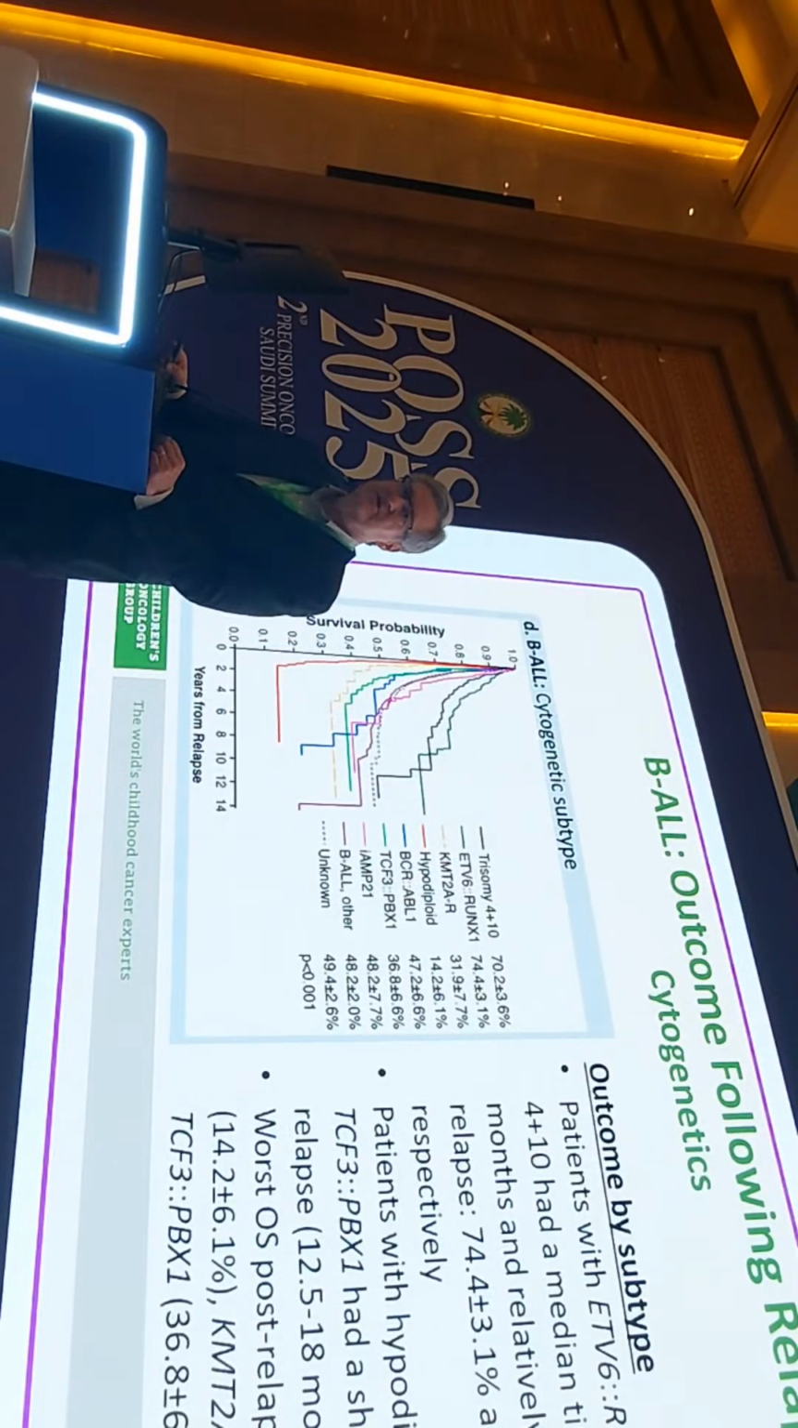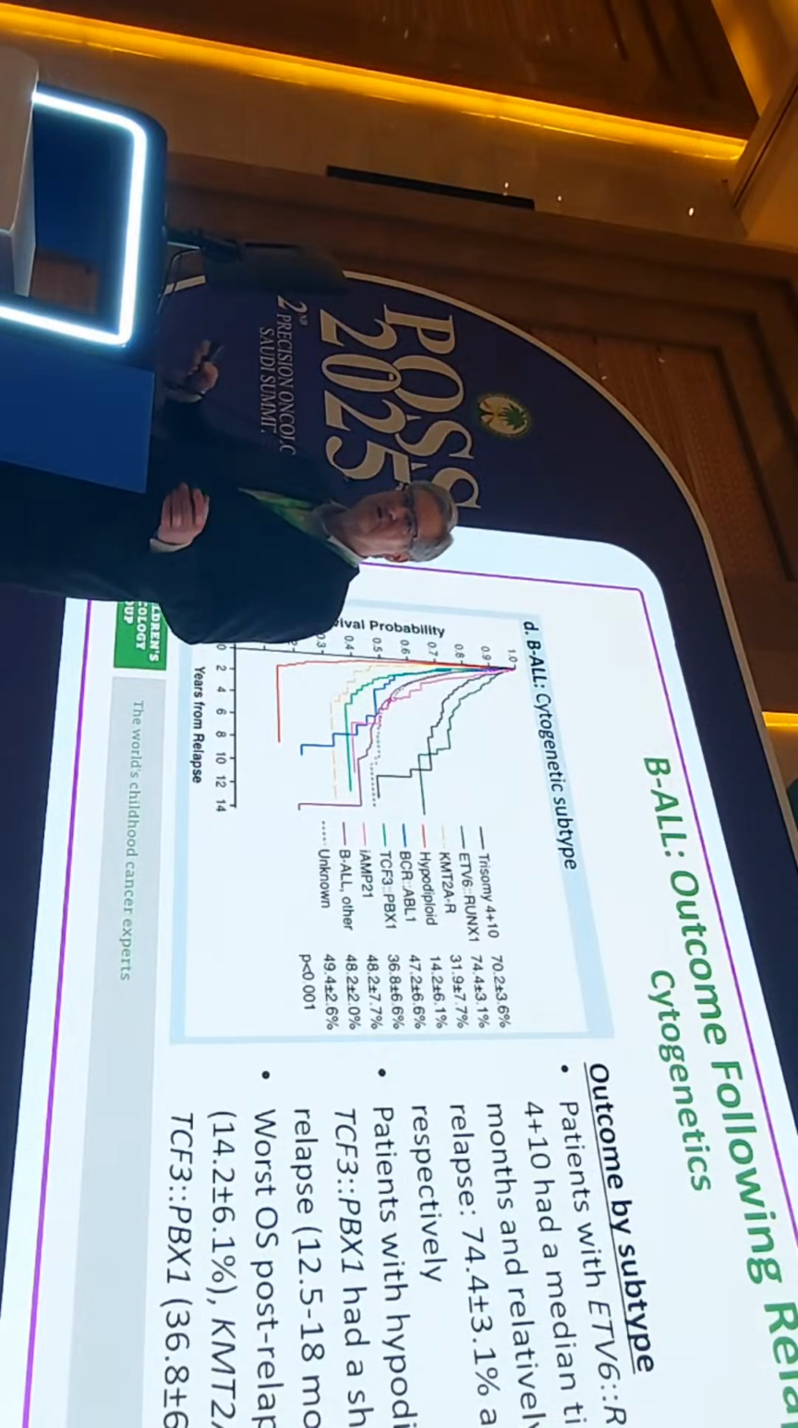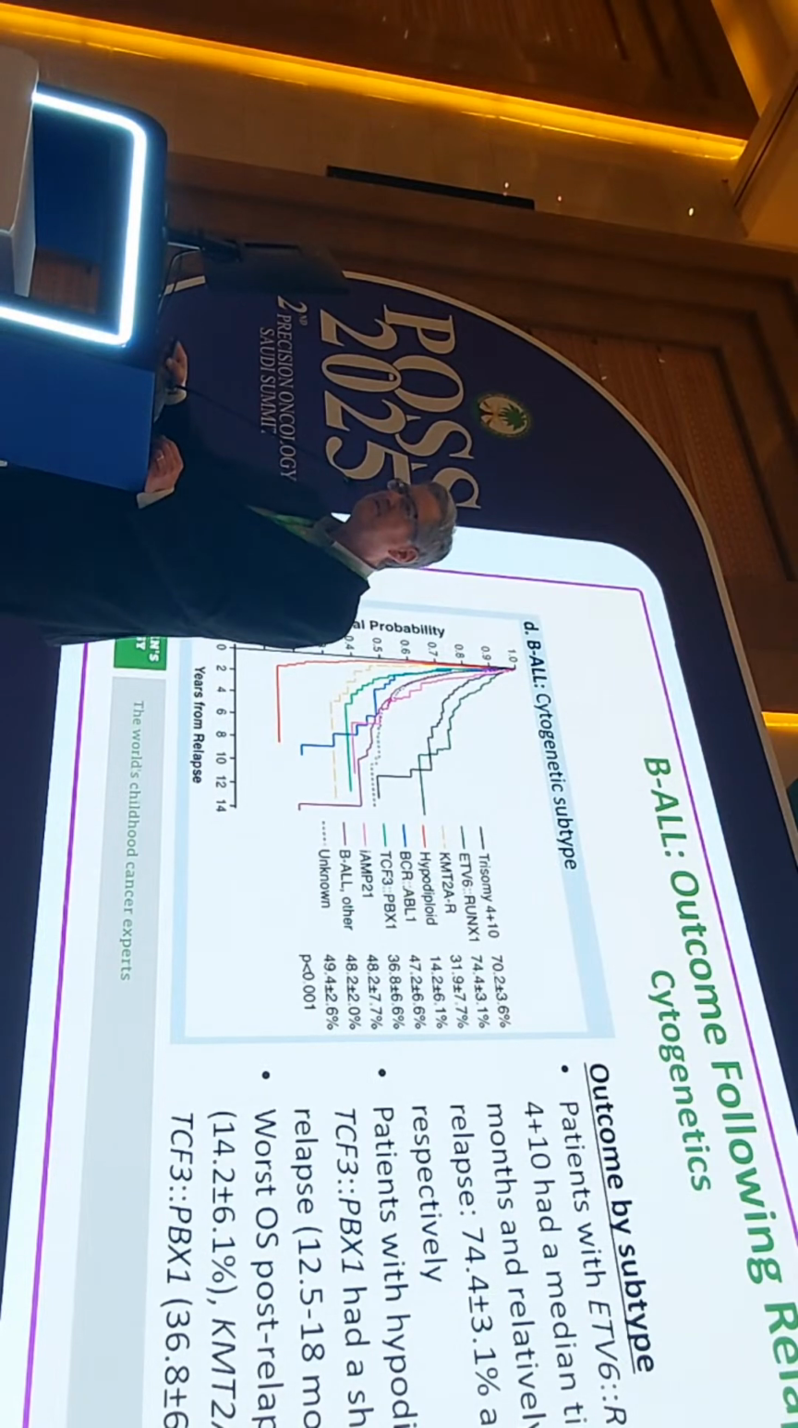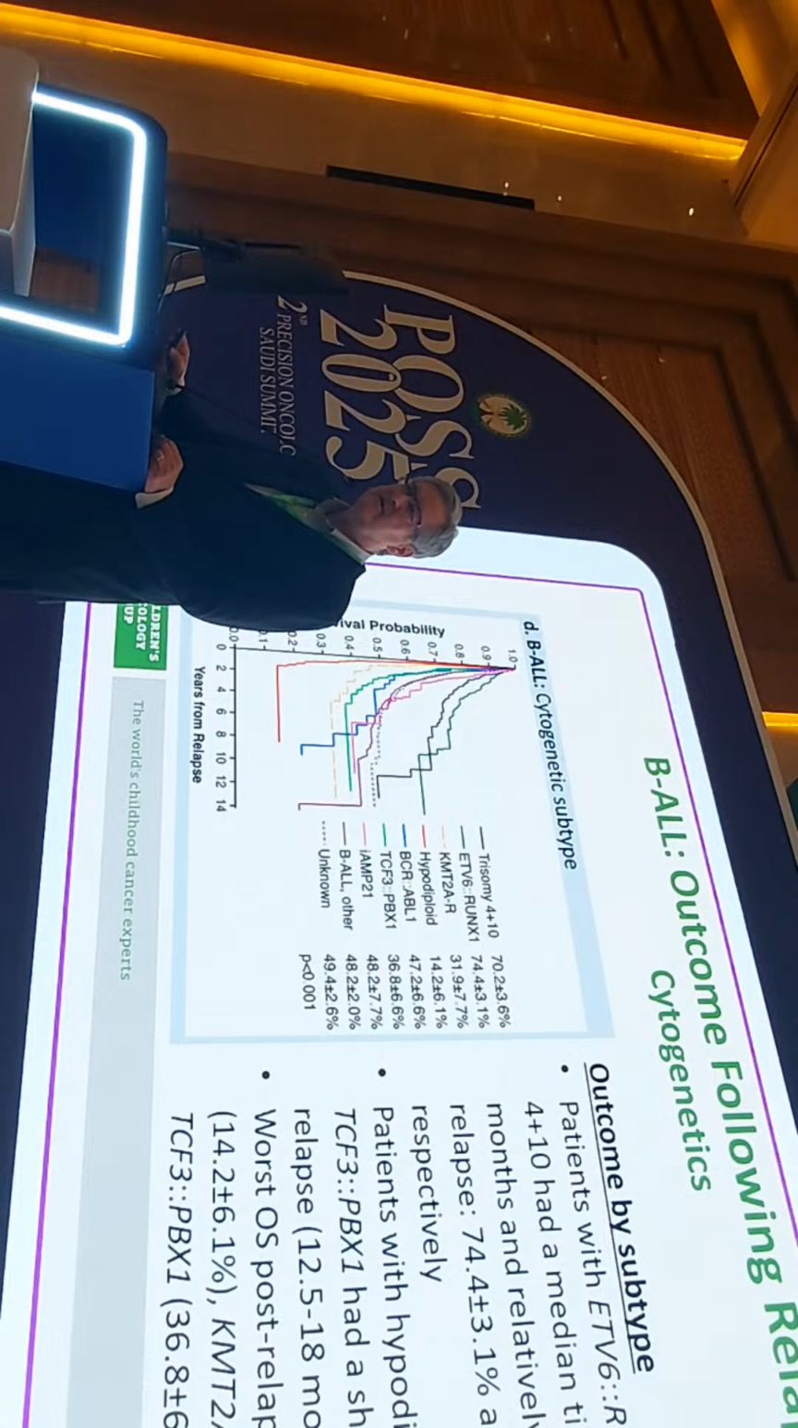Now we know that cytogenetics are predictive of outcome at the time of initial diagnosis, but until recently we haven't had a robust enough data set to look and see whether this is predictive of outcome following relapse. This slide shows us several things. First, the main two favorable cytogenetic abnormalities at initial diagnosis are the ETV6-RUNX1 fusion, or simultaneous trisomies of chromosomes 4 and 10. And those are also predictive of a favorable outcome at the time of relapse. These patients tend to relapse late, with a median time to relapse of 43 months, and we see that their survival rate is 70 to 75%.